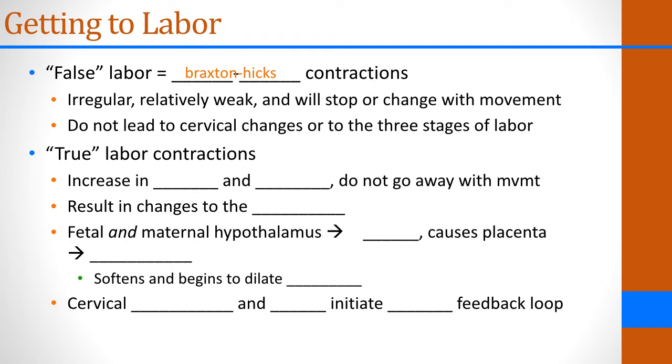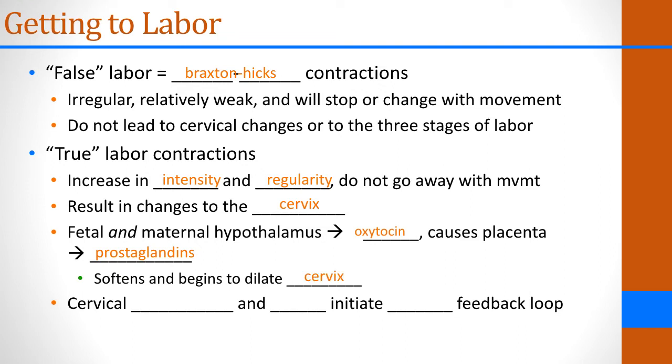Now, true labor contractions are strong and occur at regular intervals. They will increase in intensity and regularity, and they do not go away with movement, unlike Braxton Hicks. They do result in changes to the cervix. The fetal and maternal hypothalamus release oxytocin when this occurs, and this causes the placenta to release prostaglandins. Interesting, the fetal hypothalamus is thought to initiate the oxytocin positive feedback loop when the baby thinks it's ready to be born, although this has been difficult to prove.